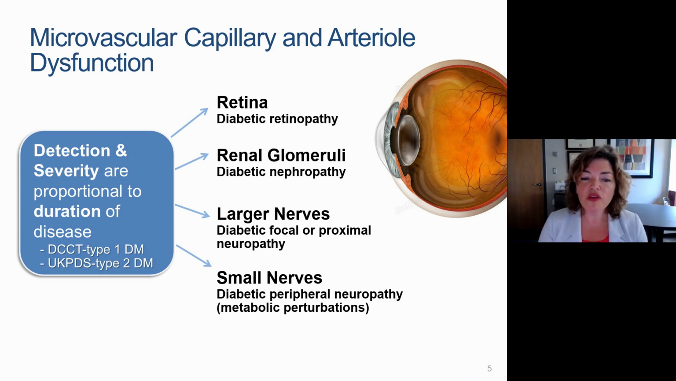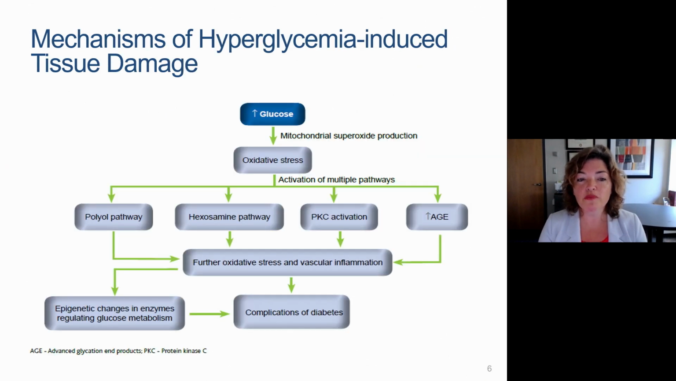So what we know is that glucose over time, hyperglycemia, can lead to diabetic retinopathy. So the retina is very sensitive. The renal glomeruli are very sensitive. Larger and smaller nerves are very sensitive, but to point out that smaller nerves like autonomic nerves and very small peripheral nerves, they are more sensitive to maybe acute perturbations in glucose. But for the most part, we're talking about a long-term exposure problem.